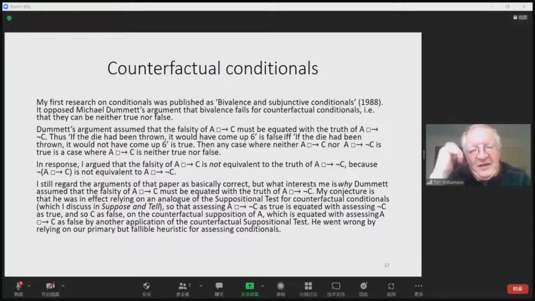But what I now find most interesting is why Dummett assumed that the falsity of if A were the case, C would be the case, must be equated with the truth of if A were the case, not C would be the case. And my conjecture is that what he was doing was in effect relying on an analog of the suppositional test for counterfactual conditionals, one which I discuss in Suppose and Tell, so that assessing the counterfactual conditional, if A were the case, not C would be the case, as true, is equated with assessing not C as true and so C as false on the counterfactual supposition of A, which is equated with assessing if A were the case, C would be the case, as false by another application of the counterfactual suppositional test.